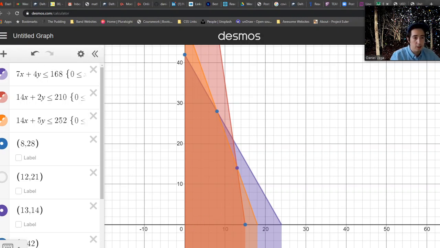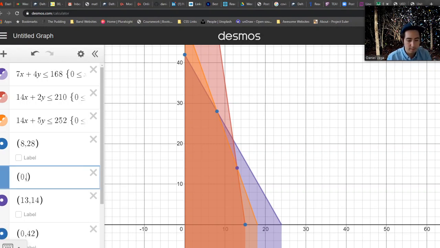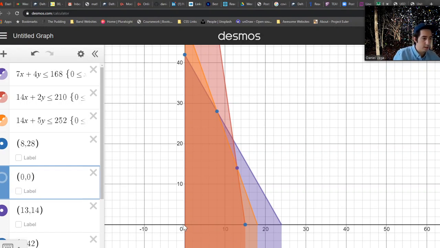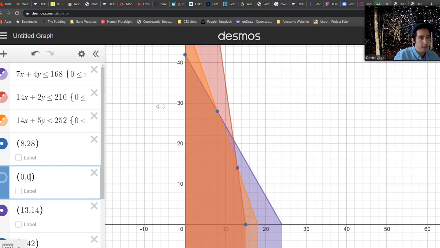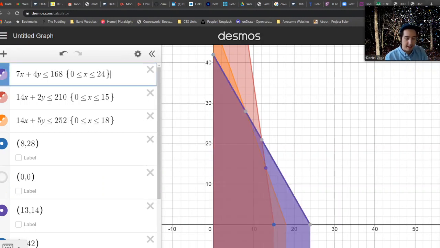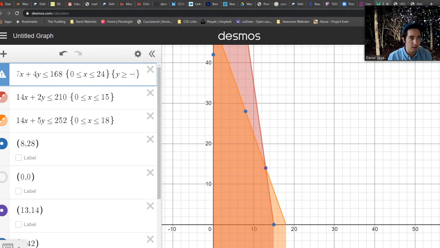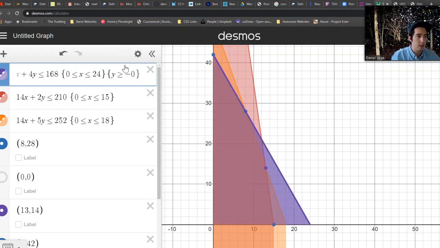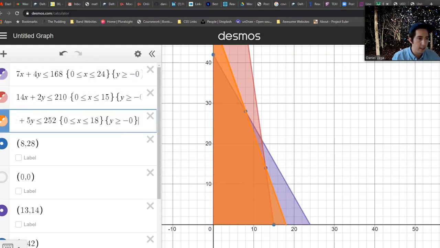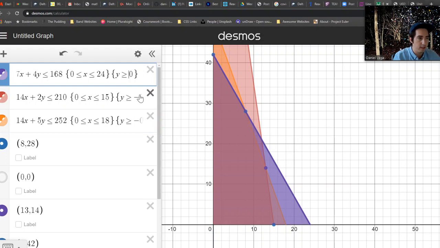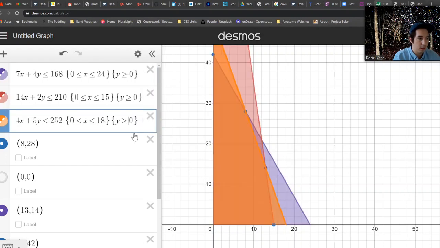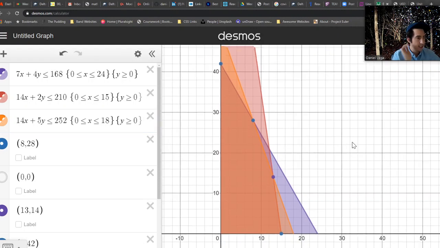Now, a possible solution also is 0, 0, right? That's also a possible solution. And if I want to be super precise on these, I think I can add another bracket here. I'll say y is greater than or equal to 0 on all of these. So let me just copy that. Ooh, no, y is greater than or equal to 0. Okay, so now we can really see this area.